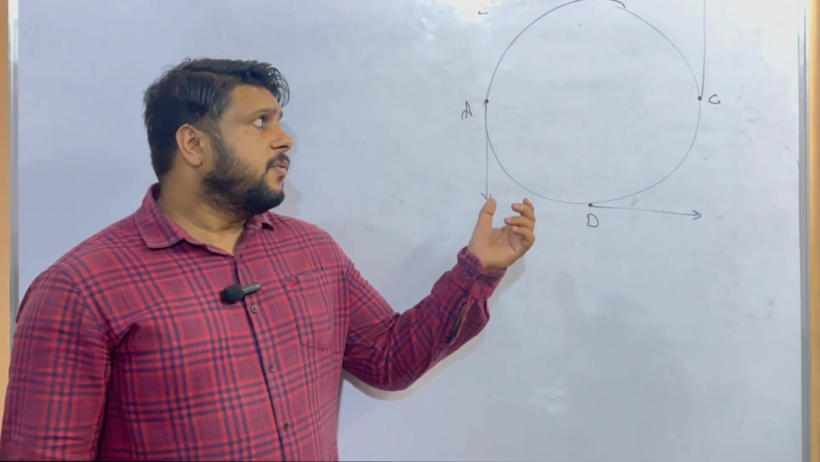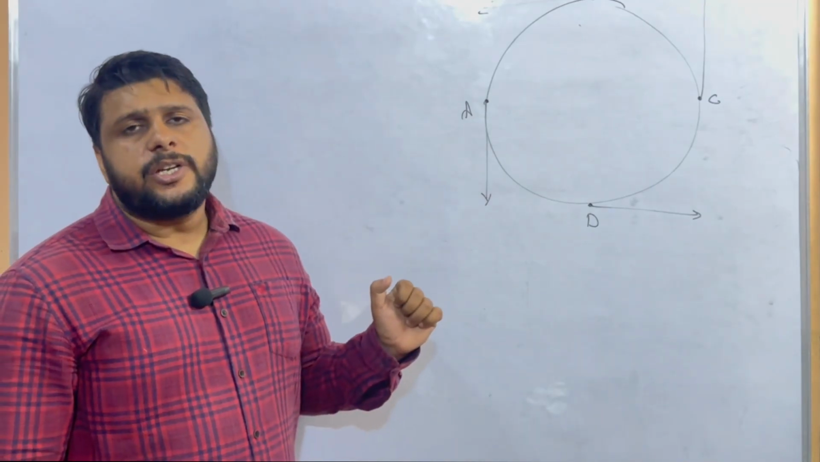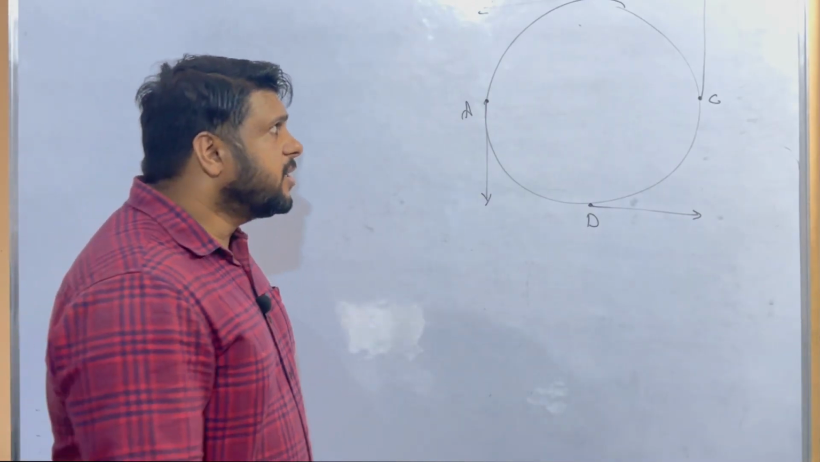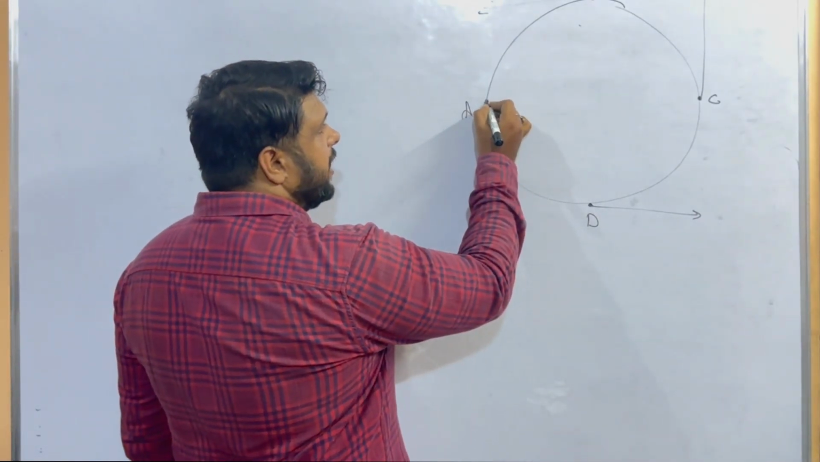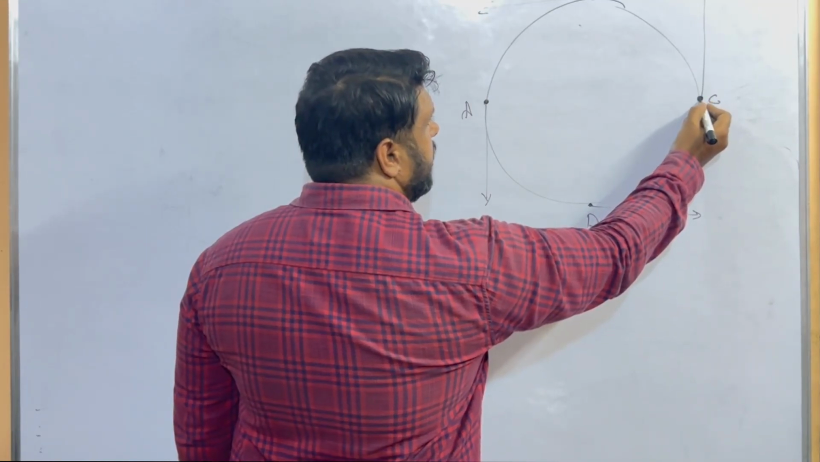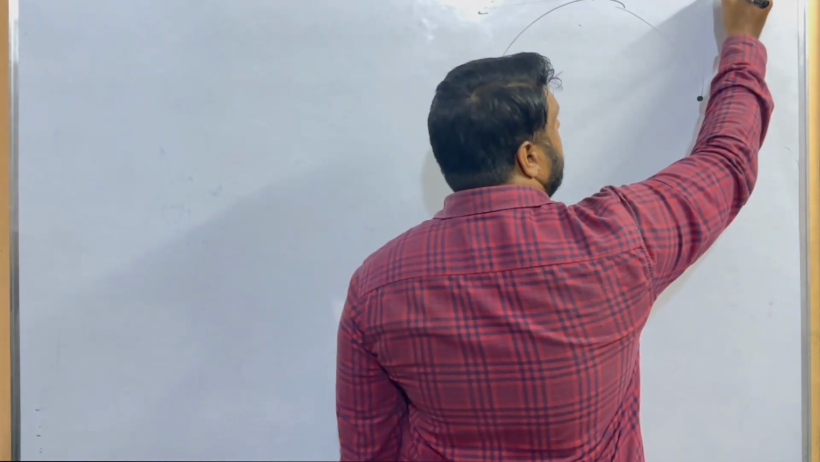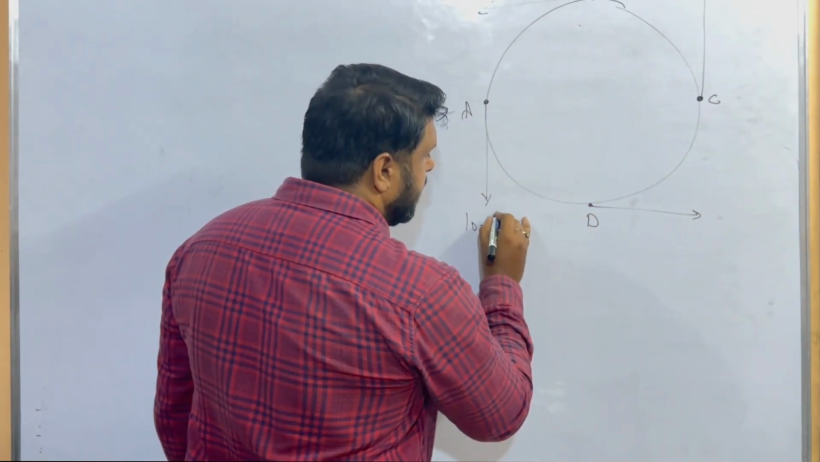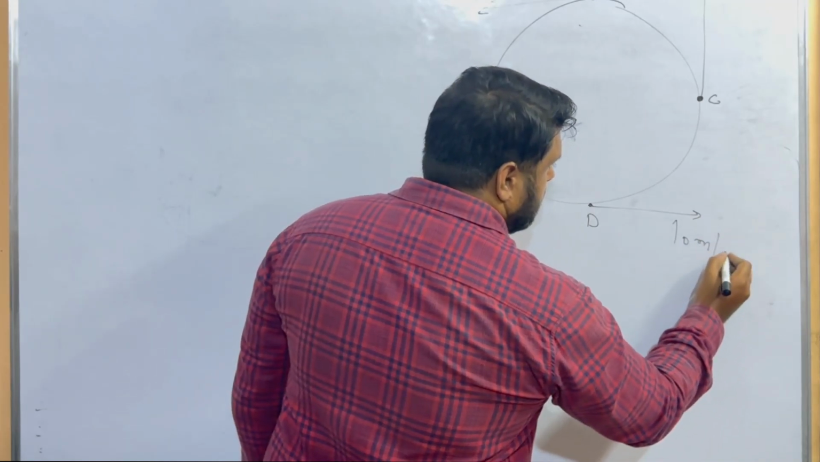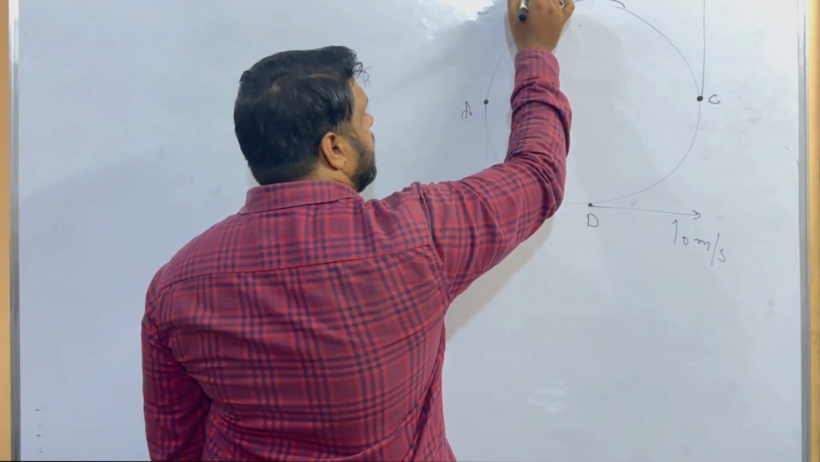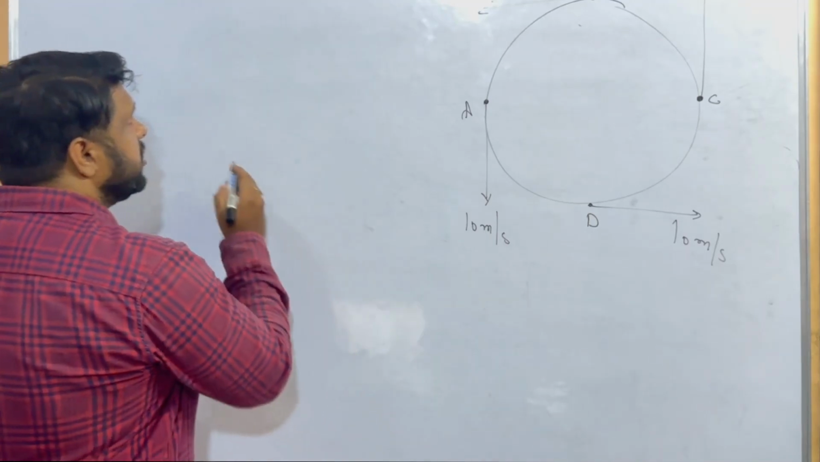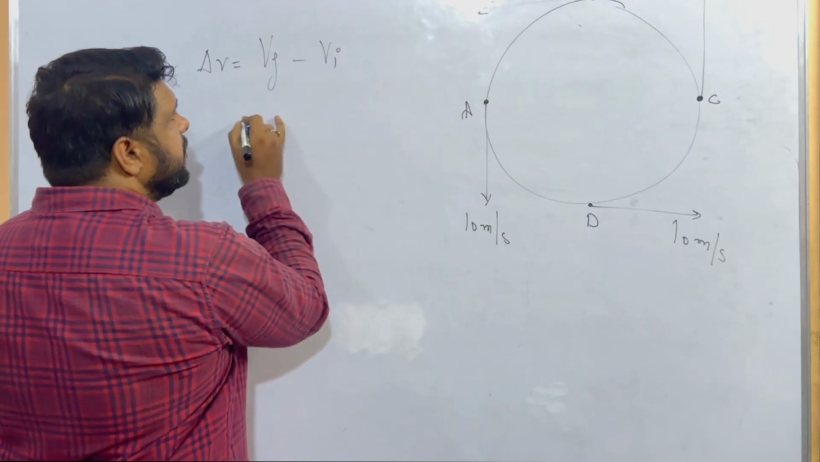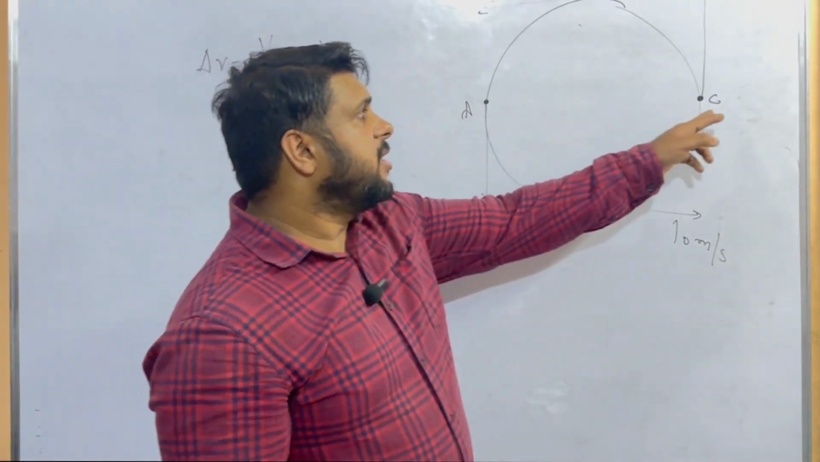Now here we want to find the change in velocity, because in order to find acceleration we need to find a change in velocity. Let's say we want to find the change in velocity from point A to C. Let's say here it is 10 meter per second, here also 10 meter per second, and it is 10 meter per second everywhere. And how do we find the change in velocity? That is del V, which is equal to V final minus V initial. And here the final position is C.